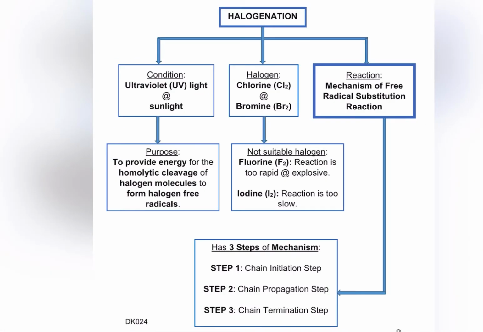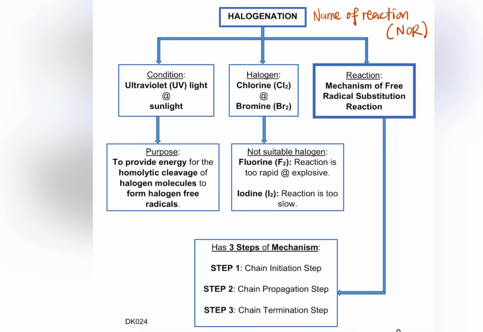Next, we go to halogenation. Halogenation is one of the chemical reactions that can be performed on alkanes. And halogenation is the name of reaction. The short form that I usually use is NOR. This is the name of reaction.